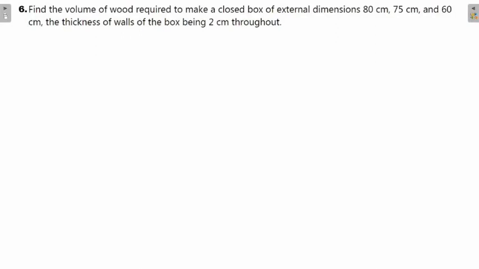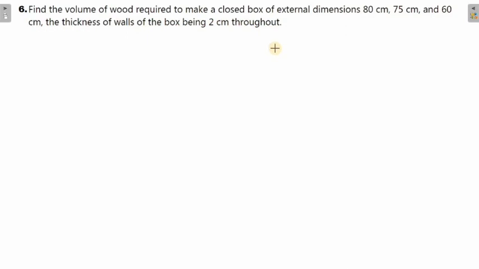So question 6 says, find the volume of wood required to make a closed box of external dimension 80 centimeter, 75 centimeter and 60 centimeter. The thickness of the wall of the box being 2 centimeter throughout. Right. So you need to understand the question very carefully out here.